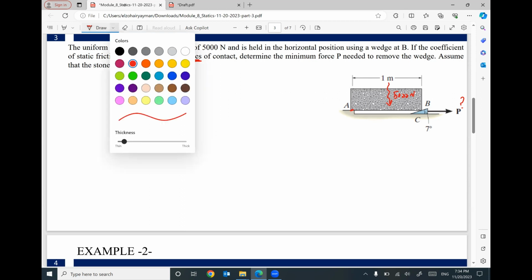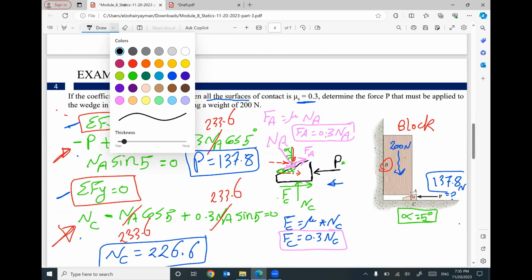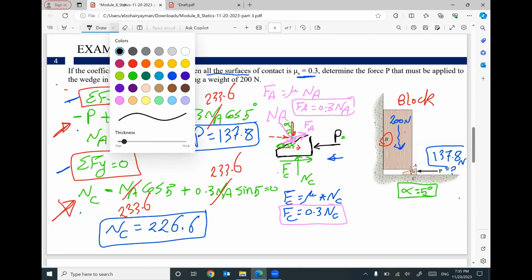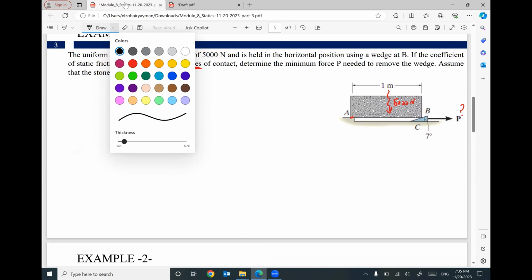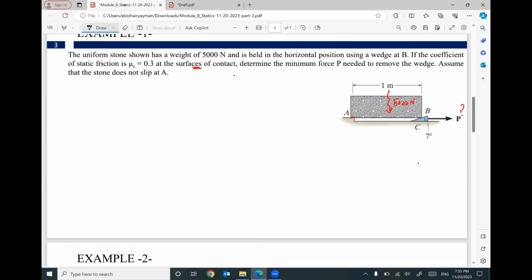So if you look at this problem exactly like we did in the previous example, we have two parts, the wedge and the block, but the block here has a different configuration. So I will start by talking about the wedge. Here is your wedge. Your wedge looks like a triangle. We have applied force here, P. I think this applied force will remove the wedge to the right. So the direction of movement will be to the right.